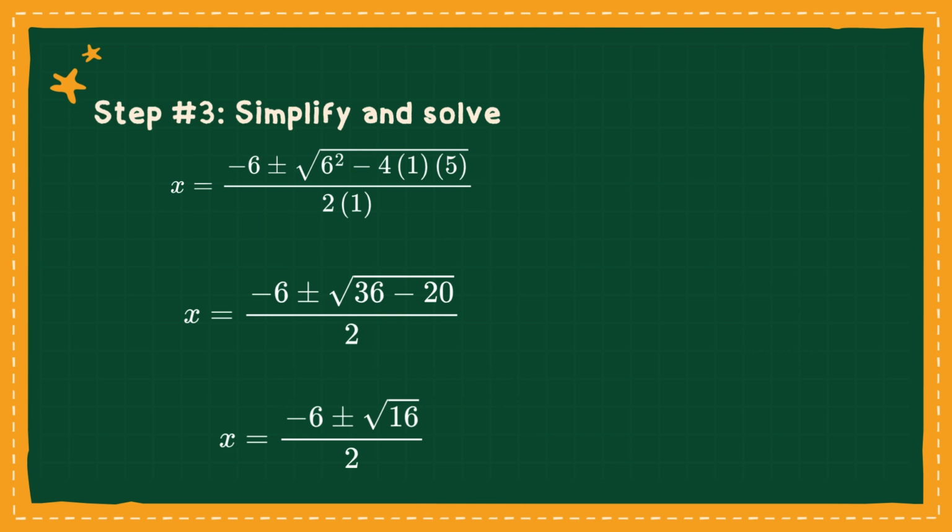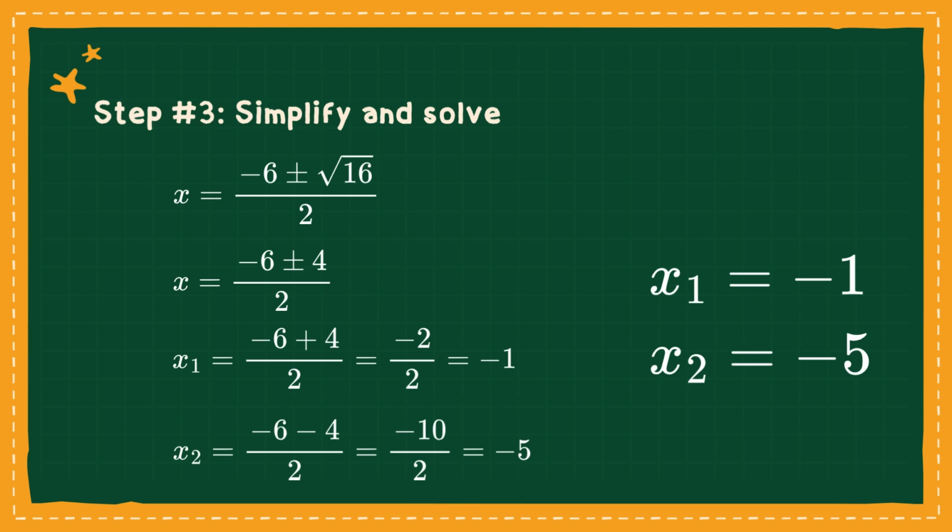So in our first set of simplification, we focus on what is underneath the square root. So we did 6 squared, which is 36, and then 4 by 1 by 5, which is 20. And then the next step we have minus 6 plus or minus the square root of 16 divided by 2. Now, this is our last step on our last slide for this example. Now, when we square root 16, we get 4. So therefore, it leaves us with minus 6 plus or minus 4 divided by 2.